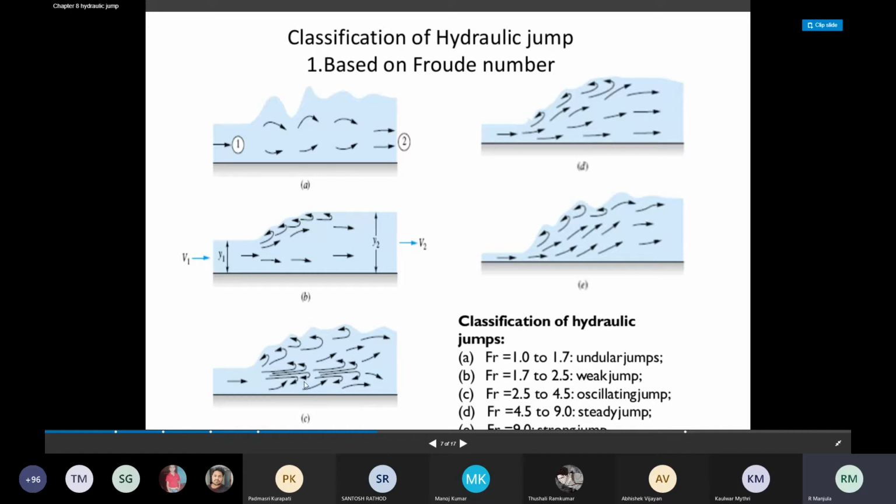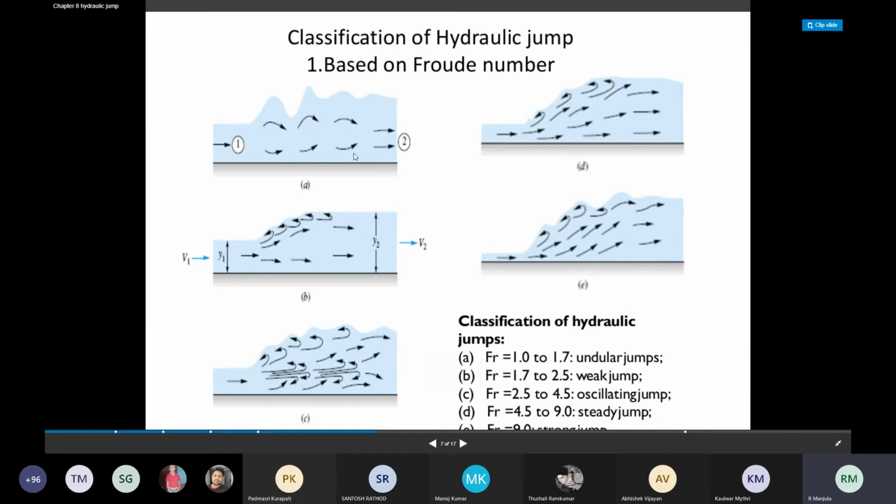And the last one is the strong jump. In the case of a strong jump, you will have complete vortex formations and corrugations, as well as formation of vortices inside the jump also. You can see the flow in different directions because you are unable to predict the flow direction. So the flow can be in any direction. Turbulent wake formations will be there on the surface as well as the inner region.